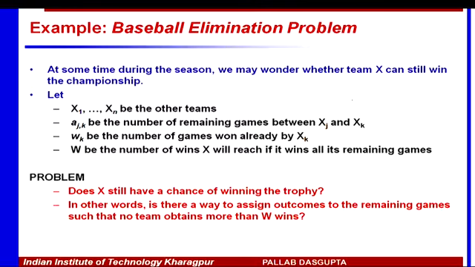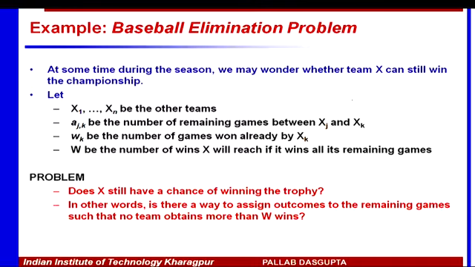X1 through Xn are the other teams. X is not among them. These are the other teams, and I want to decide the matches that they play in such a way that none of them can reach W wins, or none of them can reach more than W wins, right? That's what I want to do. I want to find out, can the Xi's, the other teams, the decision of their matches, can it happen in a way that none of them are able to reach or exceed W number of wins?